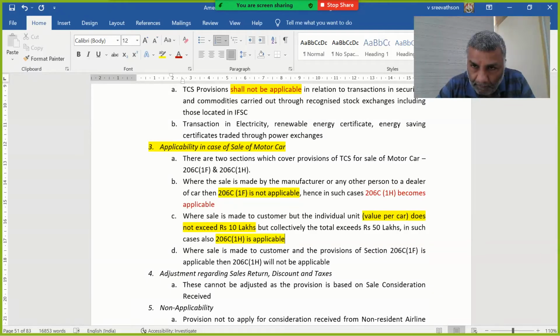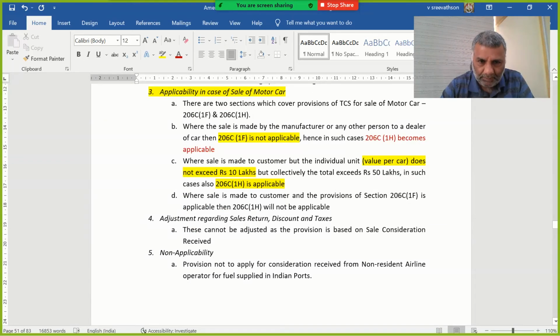Sir, does this 206C(1F) also include warranty and accessories? No, only the motor. Like, if the car is 9,50,000 and warranty and accessories are 60,000, is 206C(1F) applicable if the invoice value exceeds 10 lakhs? Yes, yes, applicable. At the time of purchase, applicable. Okay.